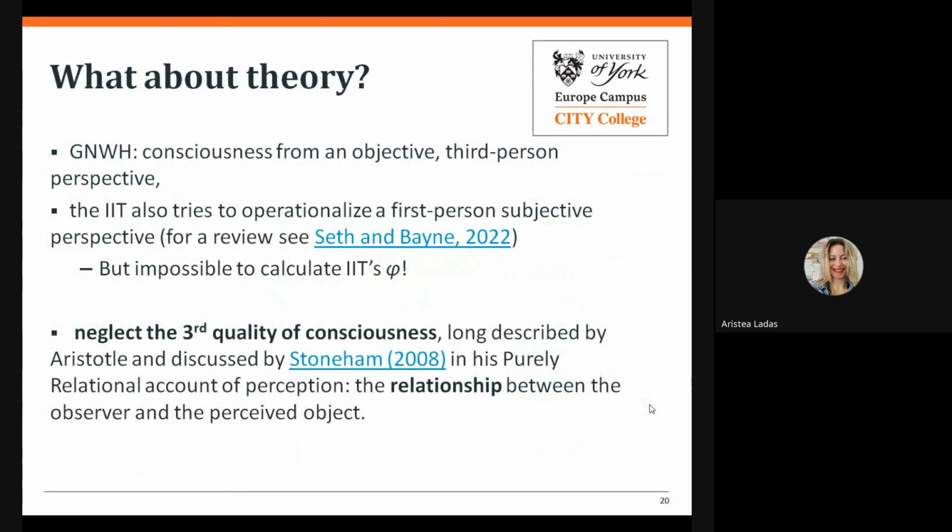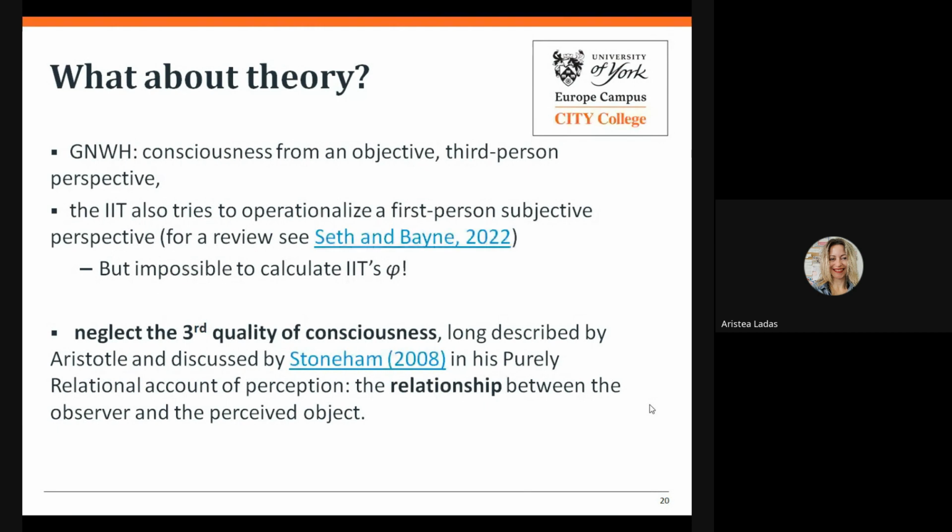And what about theory? Well, as we said, the global network hypothesis describes consciousness from an objective perspective, and the other theory, the information integration theory, tries to operationalize a subjective one, but it is impossible to calculate phi.